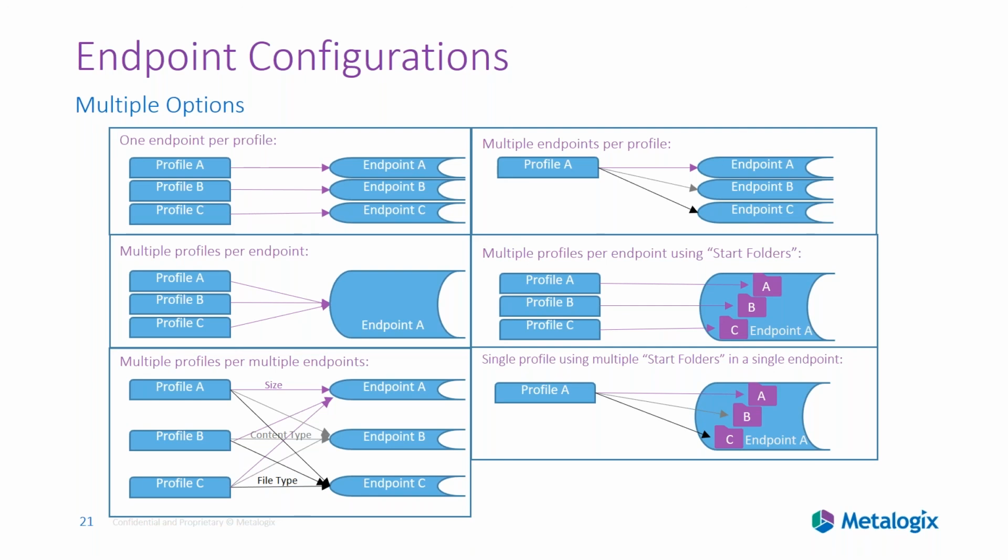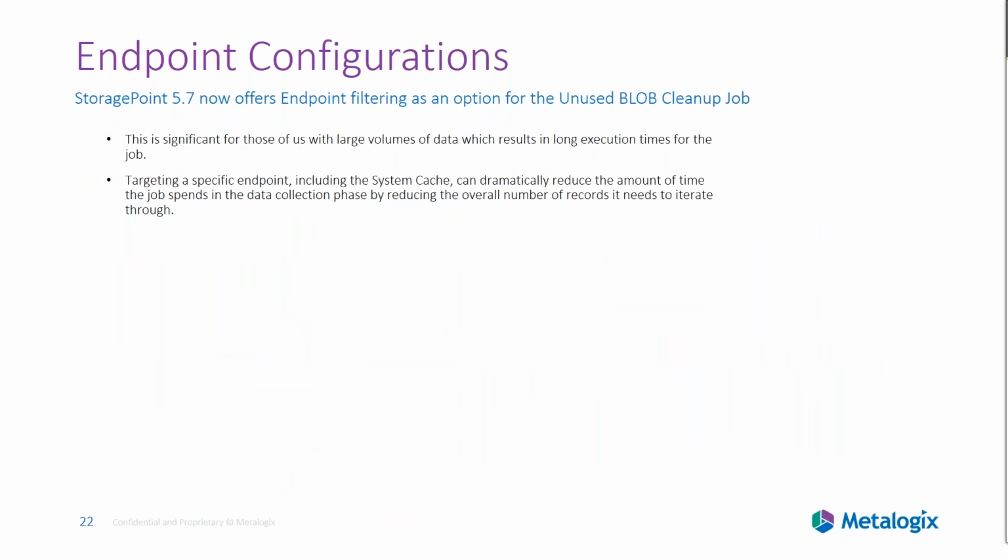At least as of 0.7, you can now target specific endpoints to execute the unused blob cleanup job against. What this means is that the job spends less time collecting the data it needs to process up front, thereby reducing the amount of time it takes to execute. This feature will come in especially useful for those who are concerned about the amount of available space in an endpoint, such as the system cache, right? Now we can run the cleanup job against that one endpoint specifically without spending time addressing orphan content on a storage device where space is not an immediate concern.